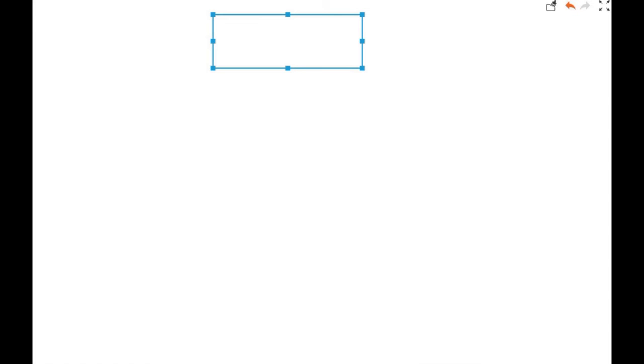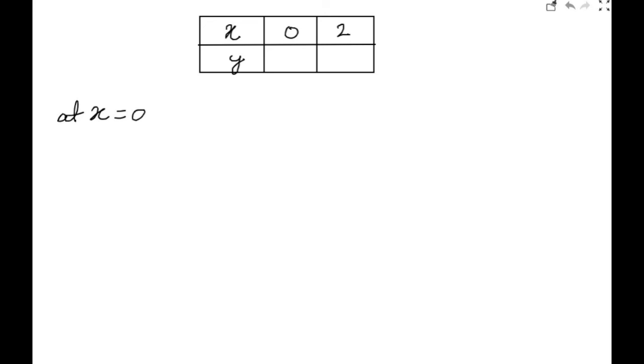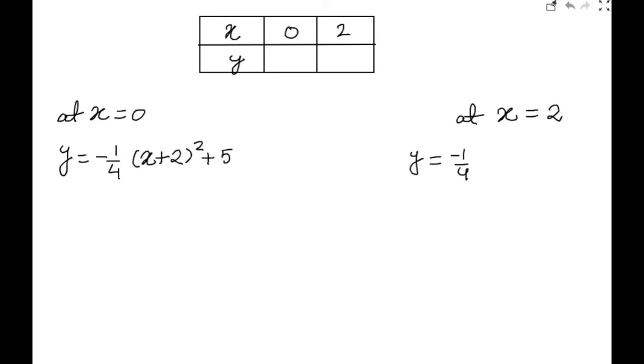Let's draw a table, and there we can consider certain values of x, and then we'll get the corresponding values of y using the same function. Let's assume x as 0 or 2. So at x equals 0 and at x equals 2, we need to get the value of y. The function is given as y equals negative 1/4 (x plus 2) whole squared plus 5. The same function we need to use even here. Let's rewrite it.